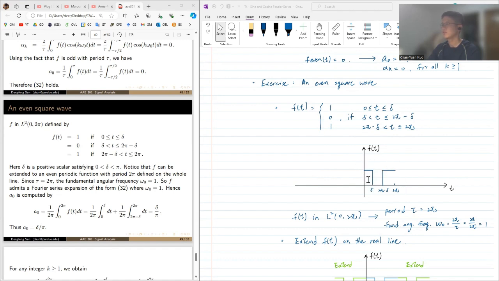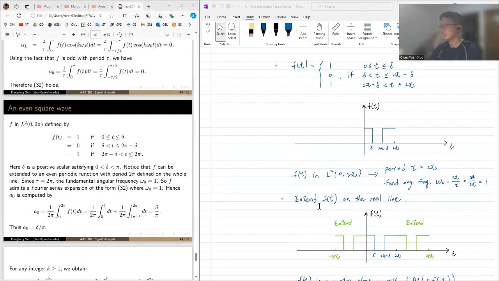So the function value is equal to 1 when t is in between 0 and delta, and the function value is equal to 0 when t is in between delta and 2 pi minus delta, and the function value is equal to 1 when t is in between 2 pi minus delta and 2 pi. Now this function is in the Lebesgue space 0 to 2 pi, and this implies that the period of the function is 2 pi, and the fundamental angular frequency omega naught is equal to 1.